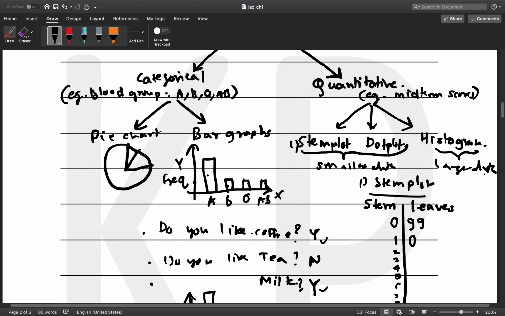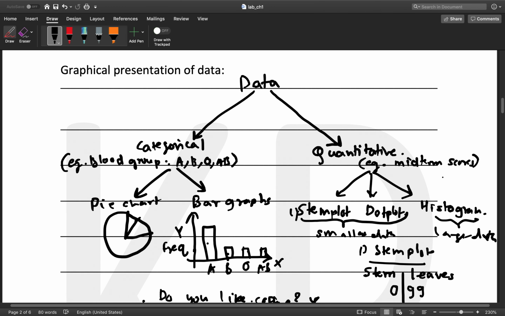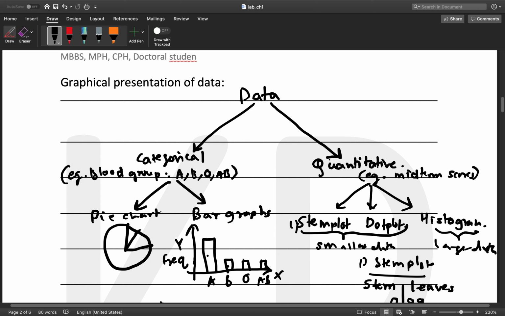All right, so that is all about the introduction to graphical presentation, and this is the decision tree that you can use in order to decide what graphical presentation is more appropriate for the kind of data you are using.